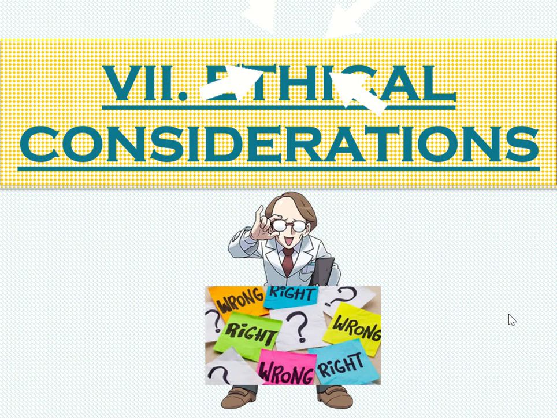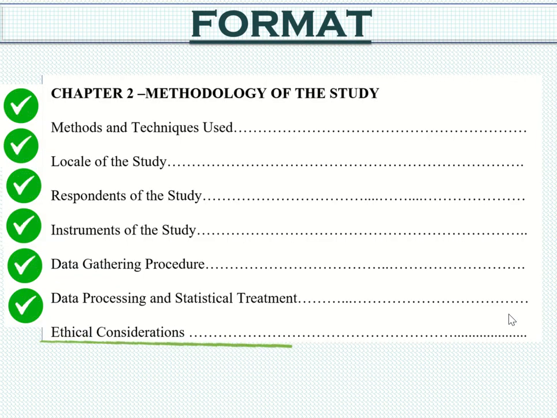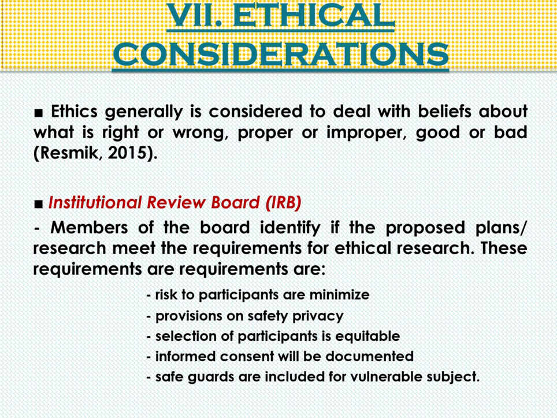And finally, the last section of this chapter is ethical considerations. So this is the seventh. So ethics generally is considered to deal with beliefs about what is right or wrong, proper or improper, good or bad. As an important human activity, research has also its own set of ethics. So research ethics establishes the moral integrity of the researchers, which is crucial as it ensures that the research findings are valid and trustworthy.